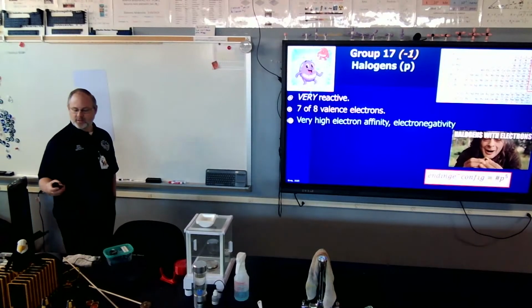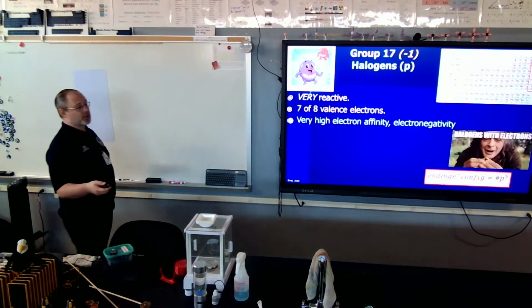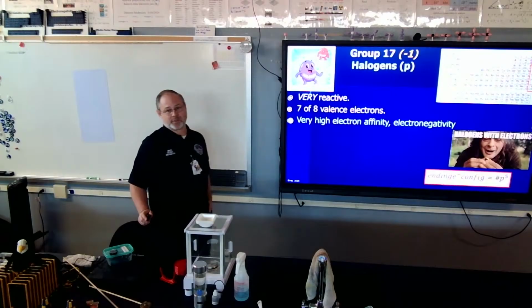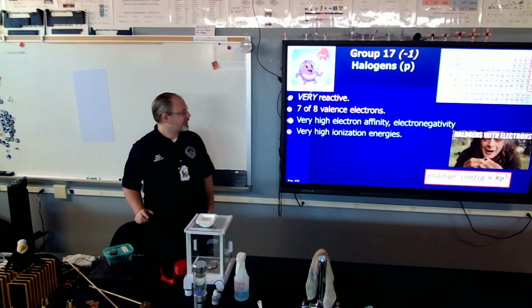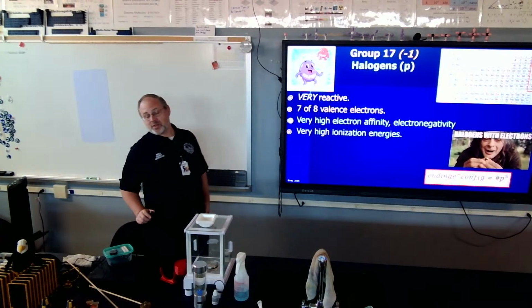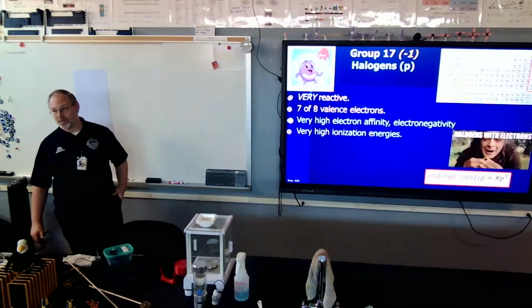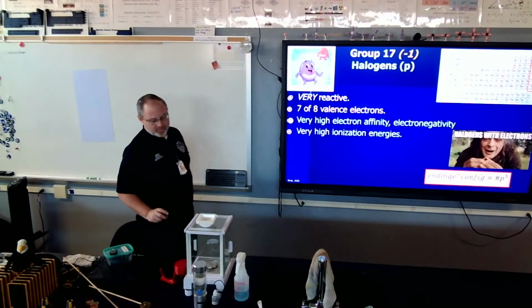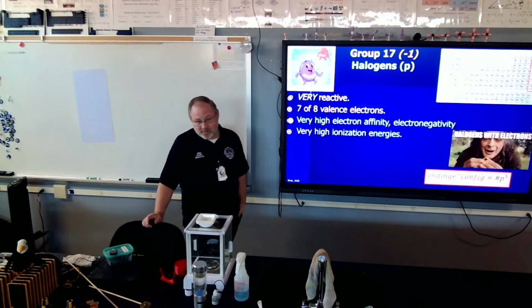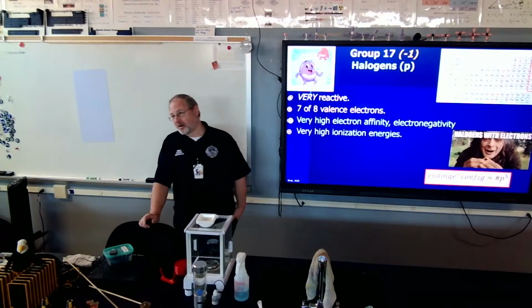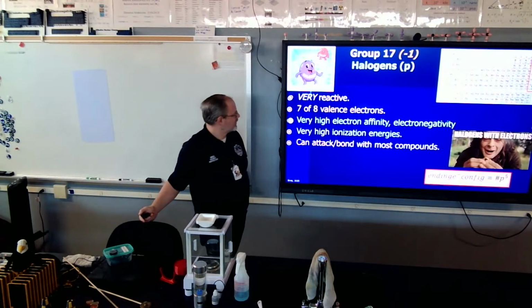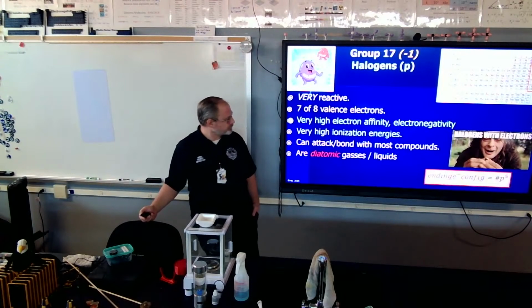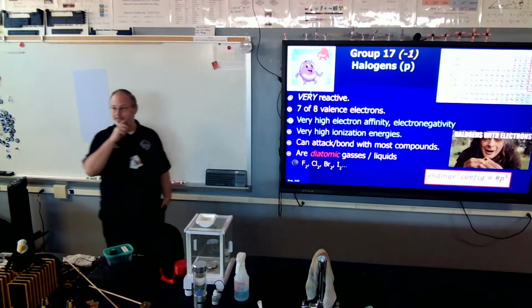If you've got 7 and you only need 1 more to complete your octet, you're going to work really hard to get that last electron. Additionally, you're going to hold on to the 7 you've got. That's ionization energy. Ionization energy is the energy required to remove an electron from an atom. So if a halogen has 7, it's going to work real hard not to lose any of those 7. And because of that, they can attack most elements.